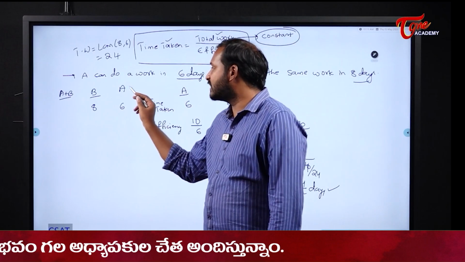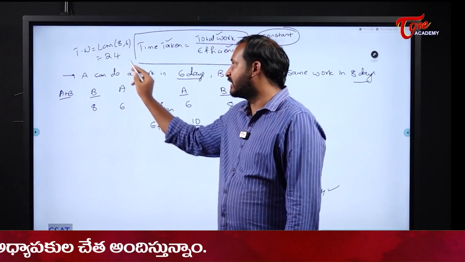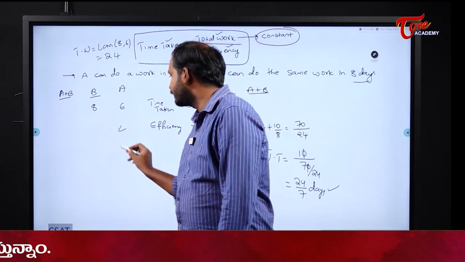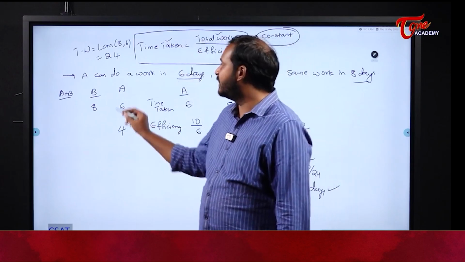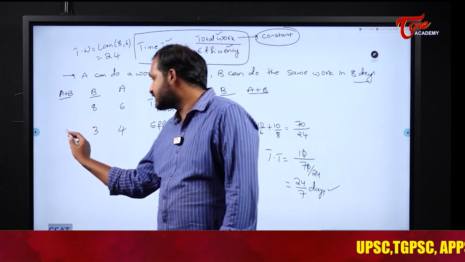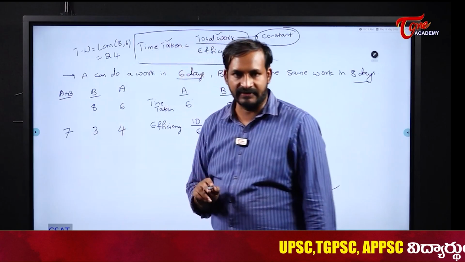Now, what is the efficiency of A? Total work by time taken: 24 by 6, which becomes 4. What is the efficiency of B? 24 by 8, which is 3. What is their combined efficiency, students? 3 plus 4, it is 7.